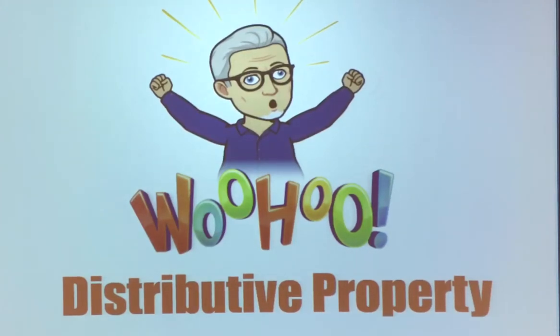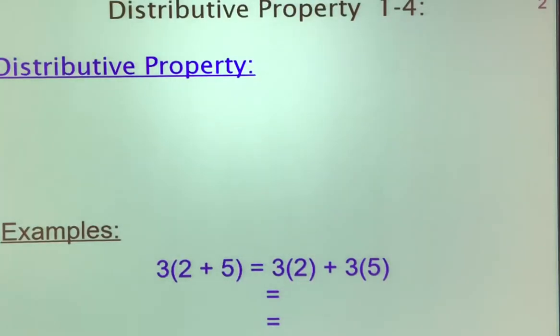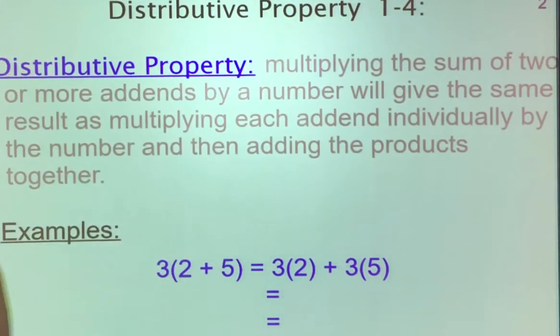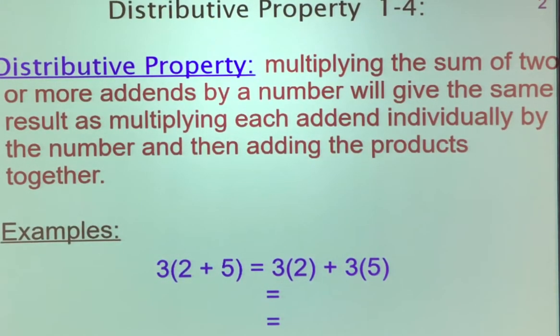Okay, today I'd like to talk about the distributive property. So let's jump right in here. The distributive property says multiplying the sum of two or more add-ins by a number will give you the same result as multiplying each add-in individually by the number and then adding the products together.